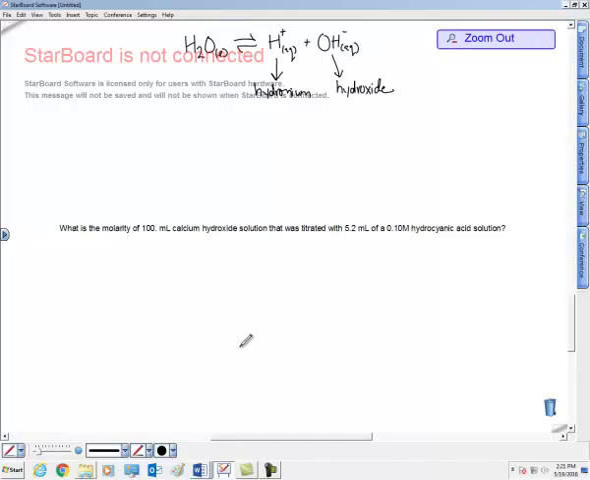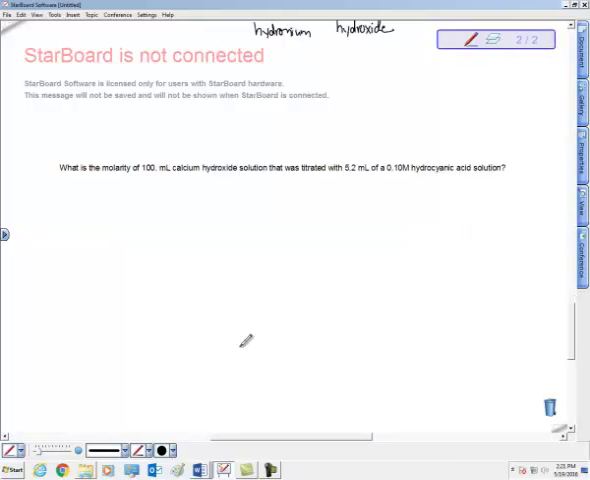Okay, what is the molarity of a 100 milliliter calcium hydroxide solution that was titrated with 5.2 milliliters of a 0.1 molar hydrocyanic acid solution? First things first, you need the equation. Calcium hydroxide. If you don't have it, you may want to pull out your periodic table, look at those ions, and make sure you get it right.